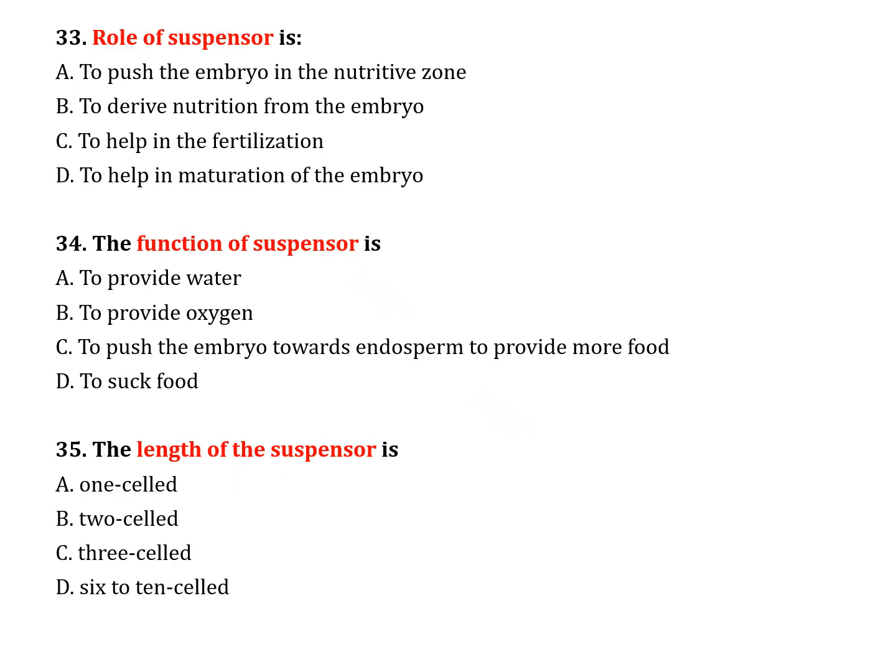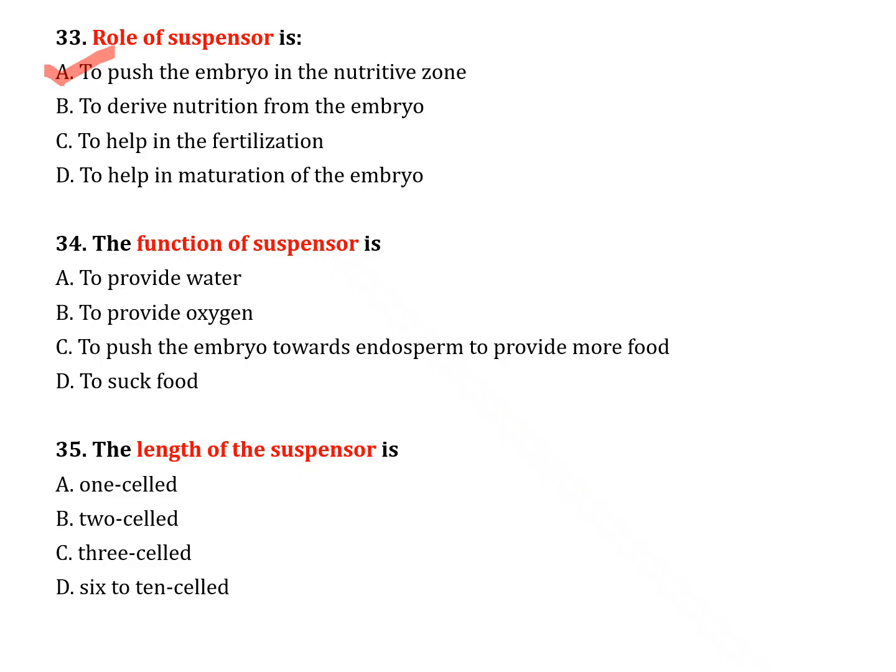The next question, number 33. Role of suspensor is: option A, to push the embryo in the nutritive zone. Option B, to derive nutrition from the embryo. Option C, to help in the fertilization. Option D, to help in maturation of the embryo. Correct answer is option A, to push the embryo in the nutritive zone, that is towards endosperm.